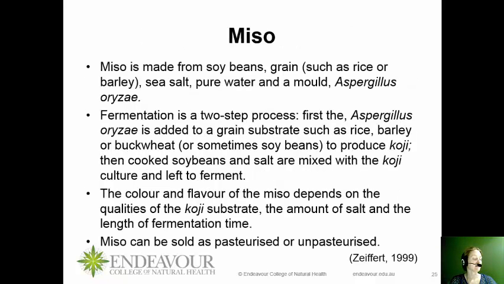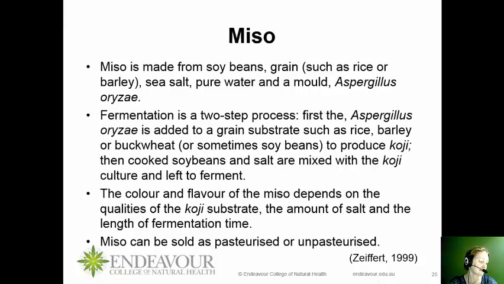Miso is one good example, a delicious example. It's made from soybeans, grains like rice or barley, and they will have very different flavors, sea salt, pure water, and a particular type of mold. So you start with the mold, add it to the grain, and that produces koji, and the flavor of the koji will really significantly influence the type of miso that you get.